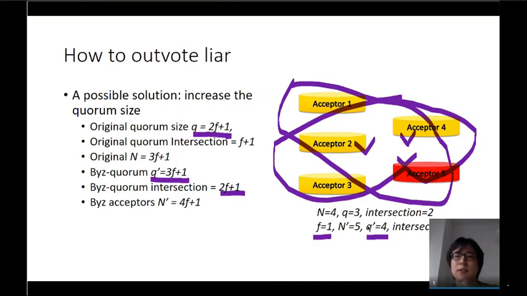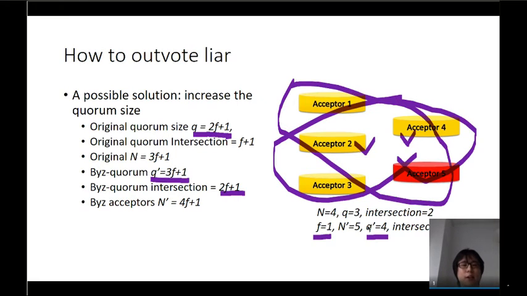Any 2 quorums will have three in common. Any 2 quorums will intersect with 3 acceptors. Okay, so 2 of them would be real, and at most 1 would be fake, so 2 would be real. That's the setting, right? With the 2 real acceptors, they can come up with a decision that outvotes the lying acceptor.